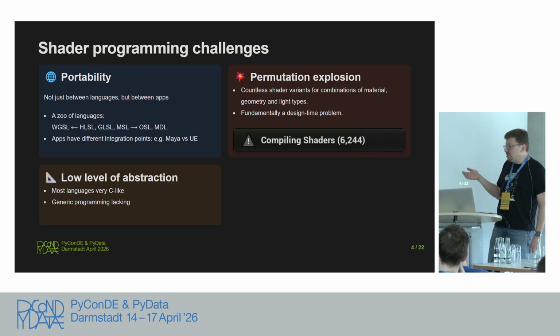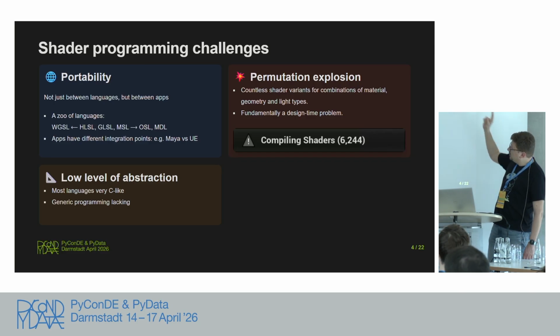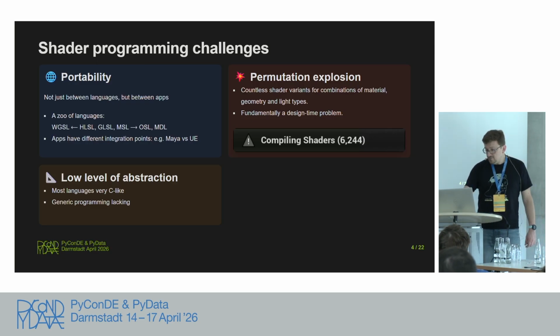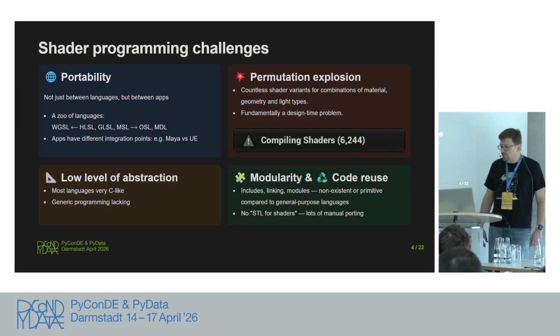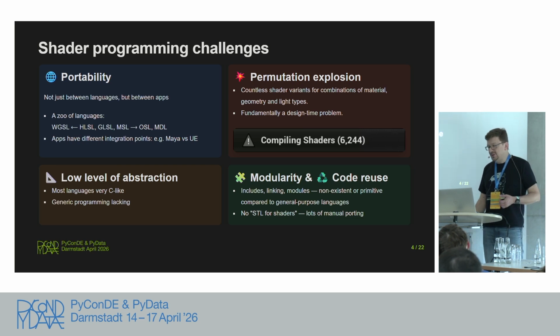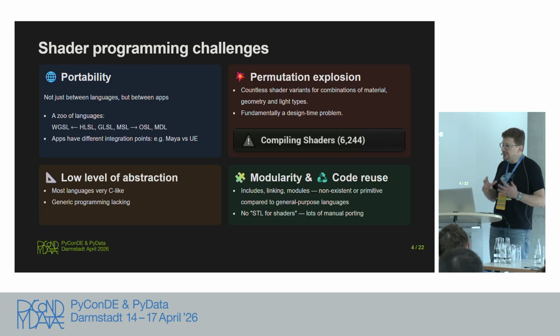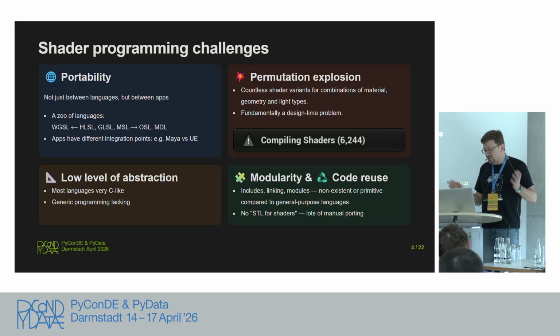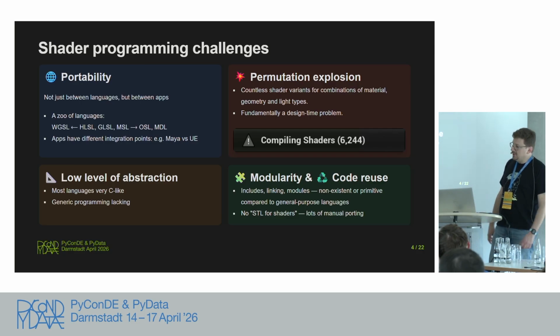But not so much in shaders. So for example, the lack of generic programming is very notable, taking into account this permutation explosion problem. And finally, modularity and code reuse. Certain languages and ecosystems lack the most basic features, like linking. It pretty much is non-existent for GLSL or HLSL. Even includes are not part of the GLSL specification.